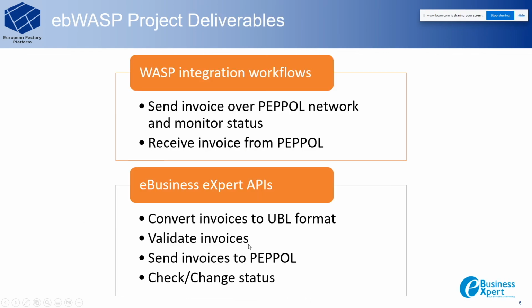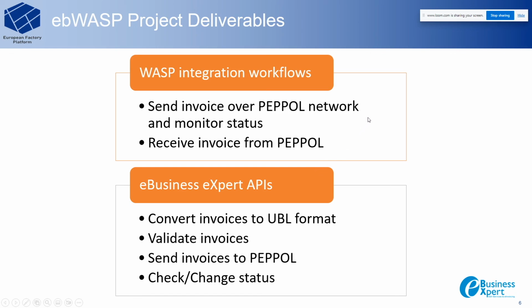So what are the end deliverables of the project? We have a set of workflows. These workflows allow the exchange of electronic invoices, and in this particular case, we have chosen the PayPal network as it is a standard that is widely available over Europe. The eBusiness Expert API can convert invoices from any format into UBL format, and the UBL format is the format used by the PayPal network.